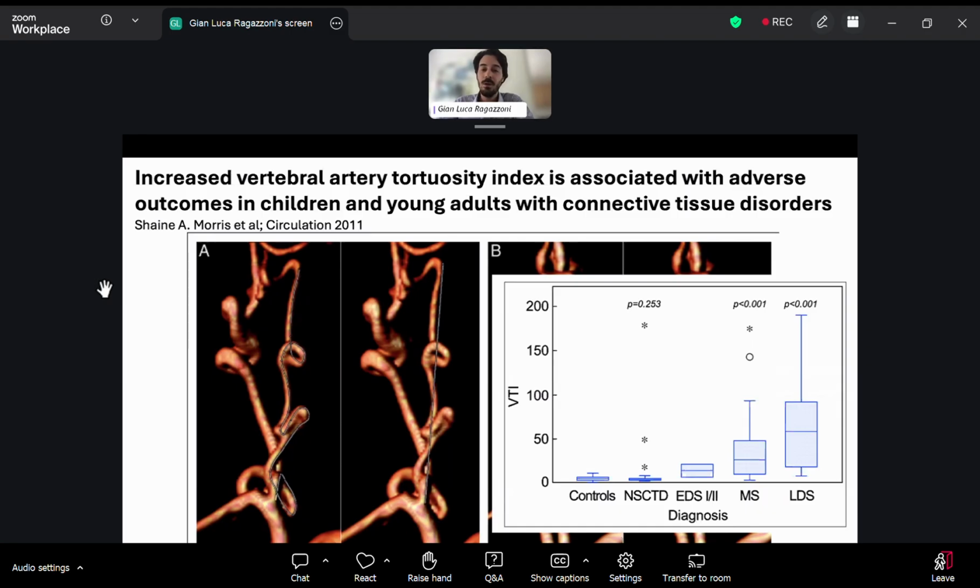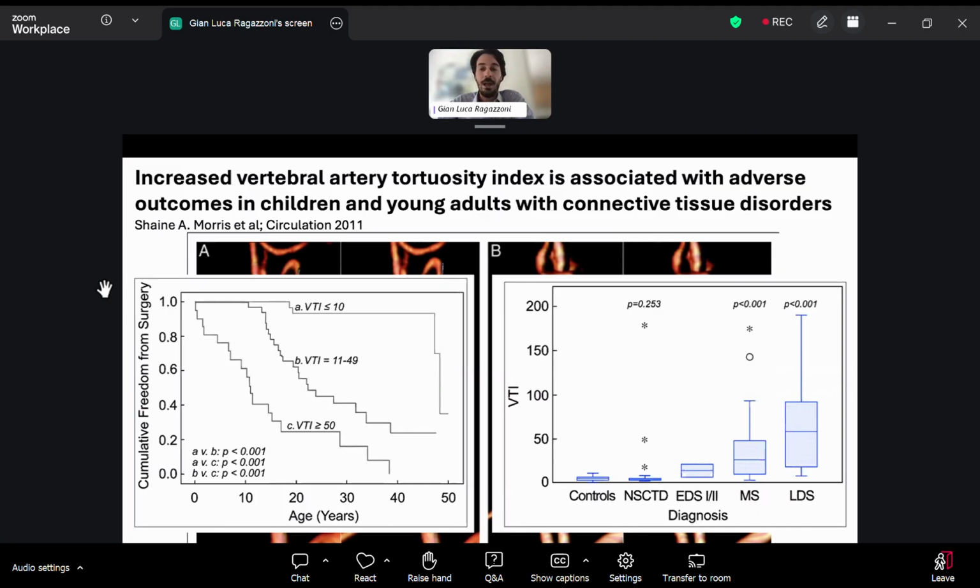Now, why is this important? Is this just a feature of these patients, or is it something that is informative to us? Well, it is informative, and you can see here that when we divided patients based on the tortuosity index, the patients that had a tortuosity index above 50 had a significantly higher risk of needing prophylactic surgery. And this was a study done on pediatric patients with the vertebral tortuosity index.